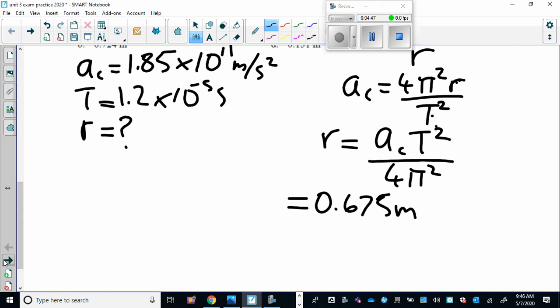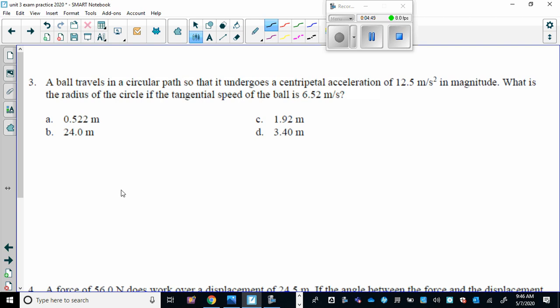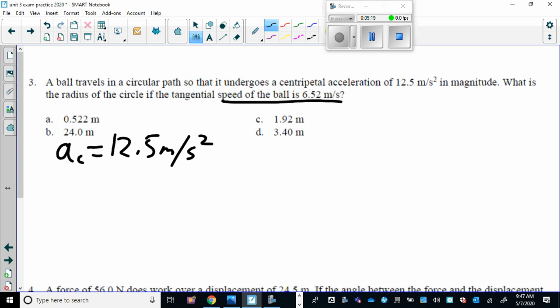All right, moving right along. Number 3, a ball travels in a circular path so that it undergoes a centripetal acceleration of 12.5 meters per second squared of magnitude. What is the radius of the circle if the tangential speed of the ball is 6.25? So in this question, they give us the centripetal acceleration. They give us the speed. So they're asking for the radius.